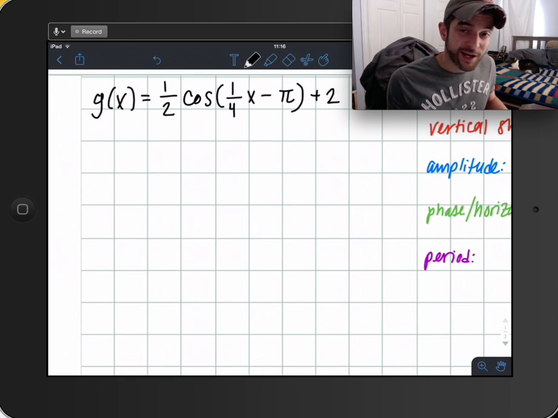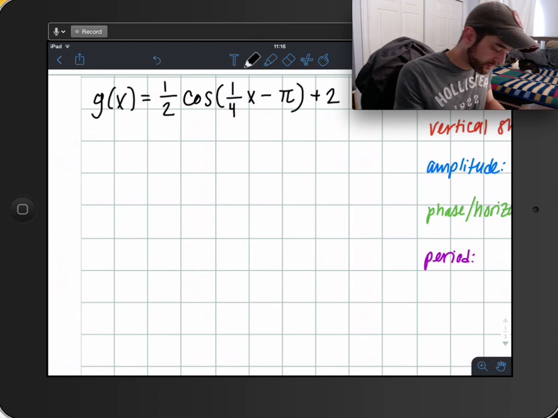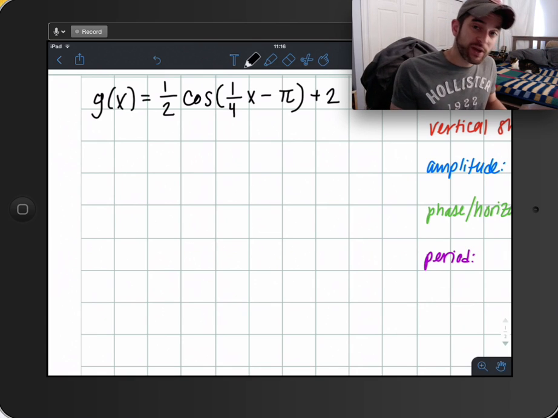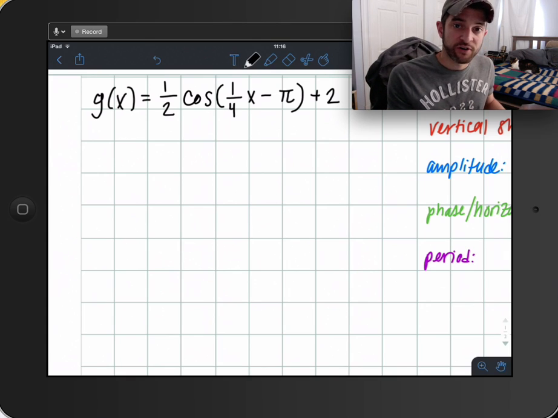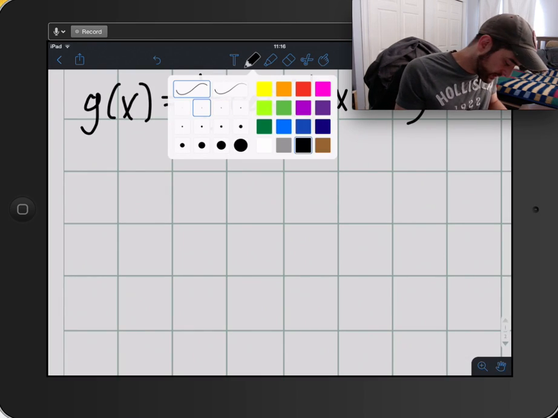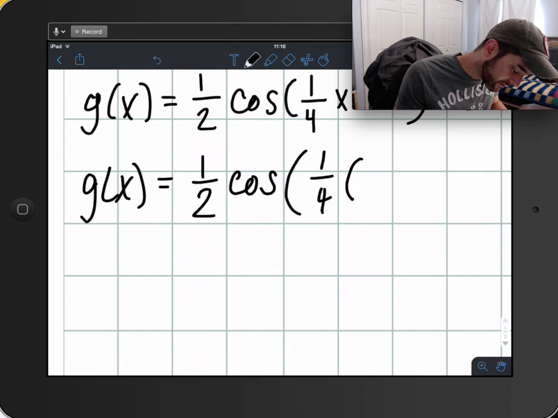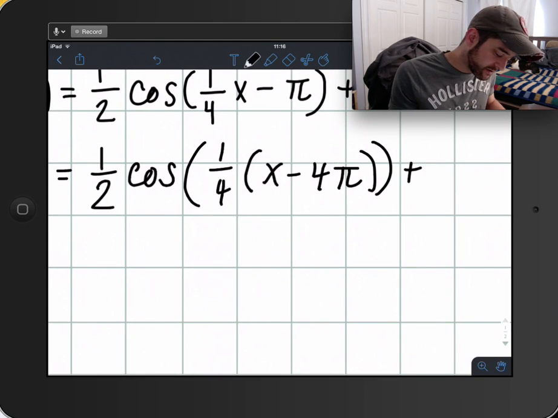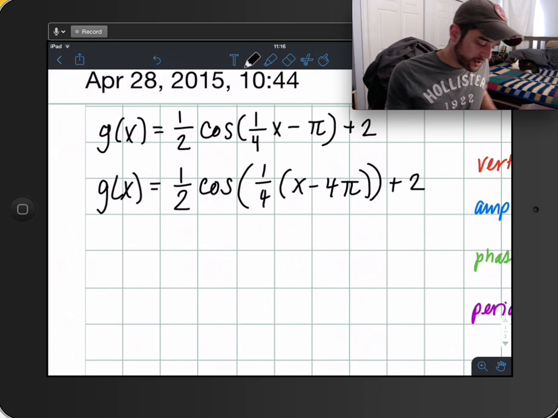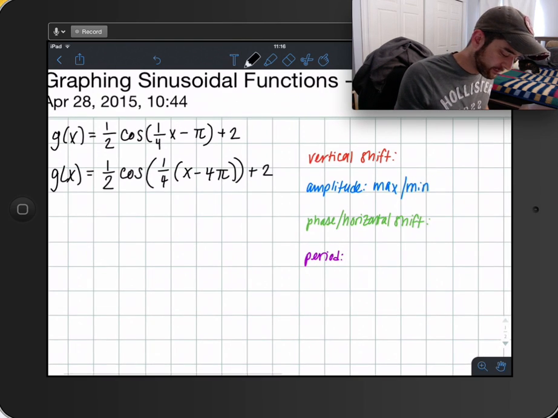The function we'll be working with this time is g of x equals 1/2 cosine of (1/4 x minus pi) plus 2. Now, as before, the first thing we have to do is make sure to factor out the coefficient of x inside the parentheses. And when we do that, we get g of x equals 1/2 cosine of 1/4 (x minus 4 pi), plus 2. And now we can identify the values that will affect all four of our transformations.